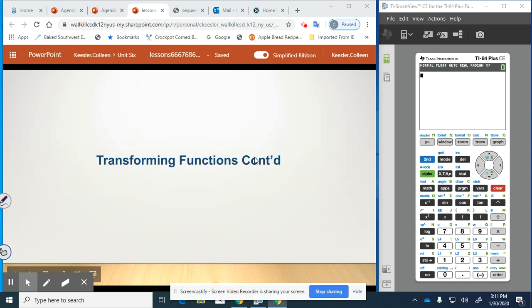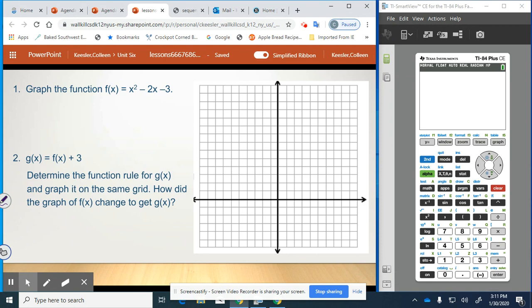Hi guys, today we're back to transforming some quadratic functions. So here I have an equation in standard form, and we have to graph that function first, and then we're going to see how in number 2, g of x affects f of x. All right, so starting with f of x equals x squared minus 2x minus 3, we can pull that up.